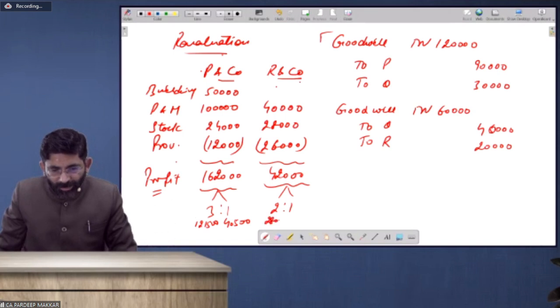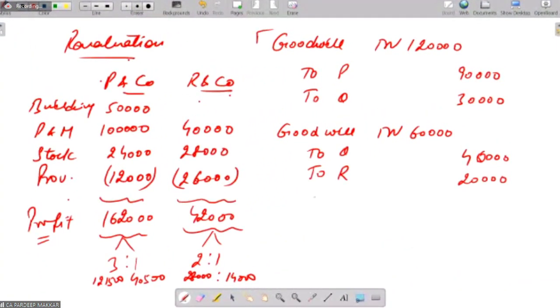It is 28,000 and 14,000. So total, how much will go to partners capital account? You may see. In this case, partners will be credited. Obviously, the profit is there. Partners will be credited with 90,000 plus 1,21,500. Check your module with how much amount the partner is credited in partners capital account. It is 1,21,500 for P plus 90,000. It is 3,11,500.